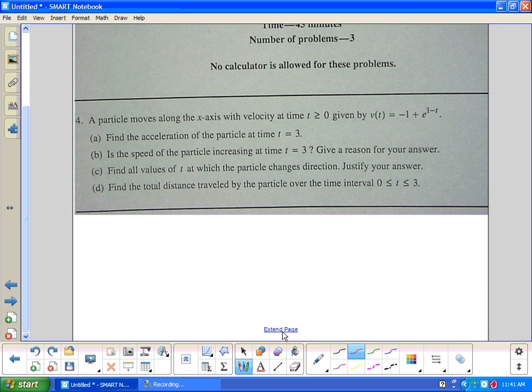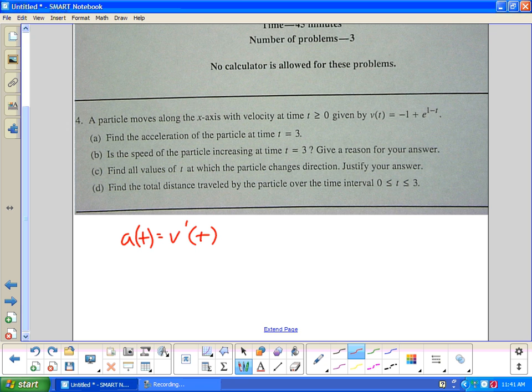A particle moves along the x-axis with a velocity at time t greater than or equal to 0 given by v(t) equals -1 plus e to the 1 minus t. Find the acceleration of the particle at time 3. Well, first of all, we know that the acceleration is the derivative of velocity. So I need to find v prime of t.